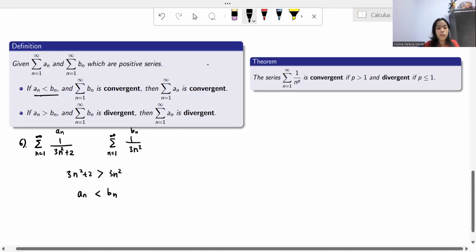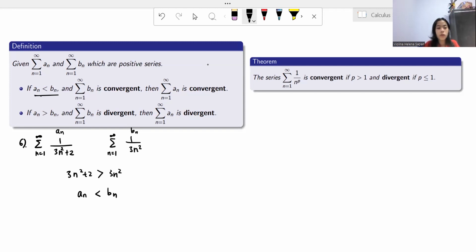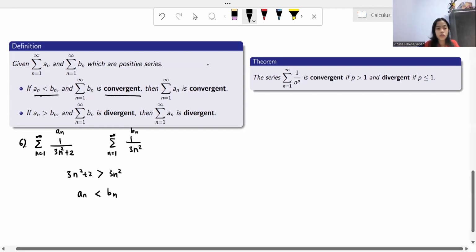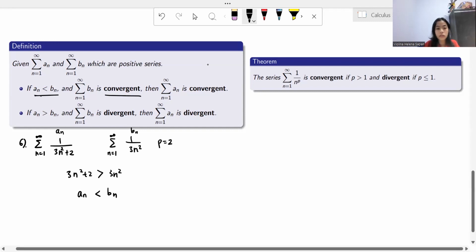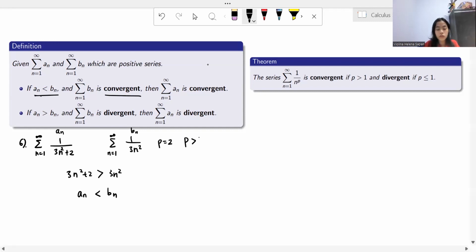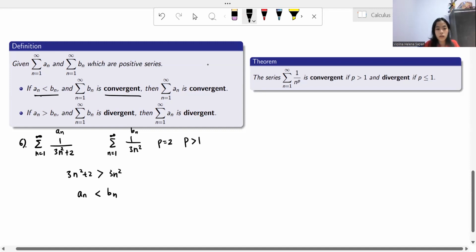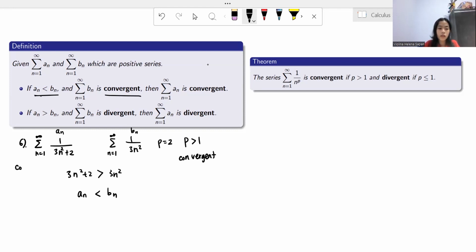Okay. Then after we fulfill the requirements, we need to know if bn is convergent or not. So we can use the p-series test. So we have p is equal to 2 here, and p is larger than 1. That means it is convergent. So if bn is convergent, then an is convergent as well.